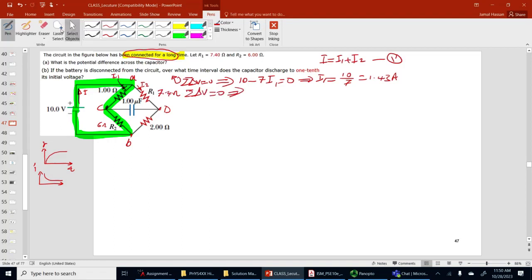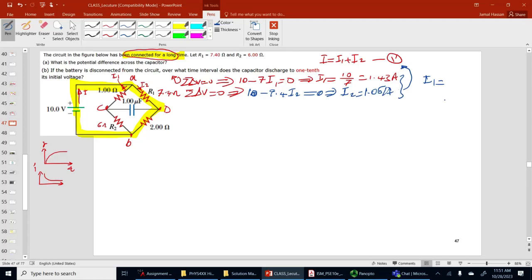This time I'm going this way, from here to here, there, coming back, going here. Again, I'm going to do it clockwise. So clockwise means plus 10. Remember I2 passes through R1, which is 7.4, and 2 ohms, so it's 9.4. So it's minus 9.4 I2 equal to 0. This basically gives us I2, which equals 10 divided by 9.4. It's 1.06, I'll keep it to 2 significant figures, ampere. Now we know that I is equal to adding these two numbers together, so it's almost 2.5 ampere. Sorry, not I1, just I. Okay, good.